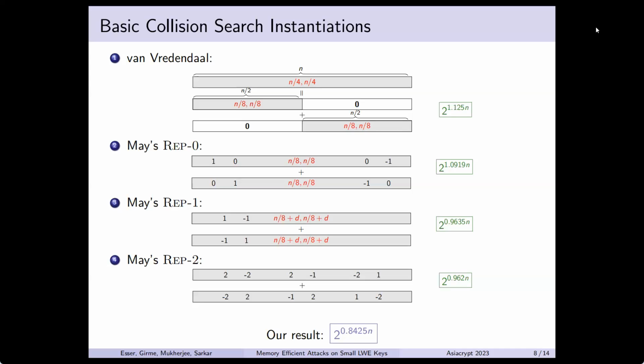In MAZE-ref 1, what he does is that he introduces some extra ones and minus ones in both the sums. So the extra ones in the first command can cancel out with extra minus ones in the second command to give you zeros in the solution. Similarly, you can have extra minus ones in the first solution and cancel out with extra ones to give you zeros in the second.